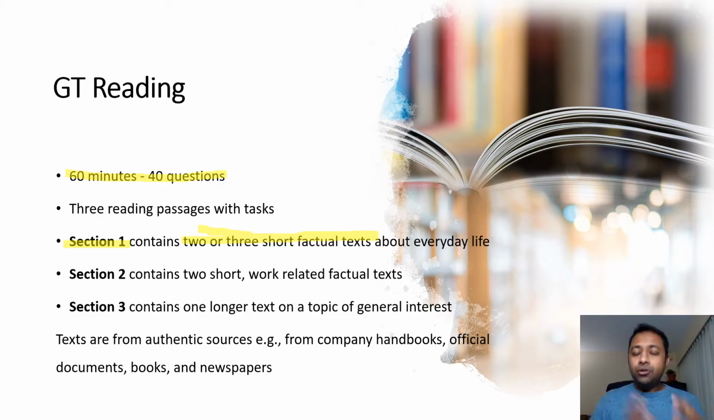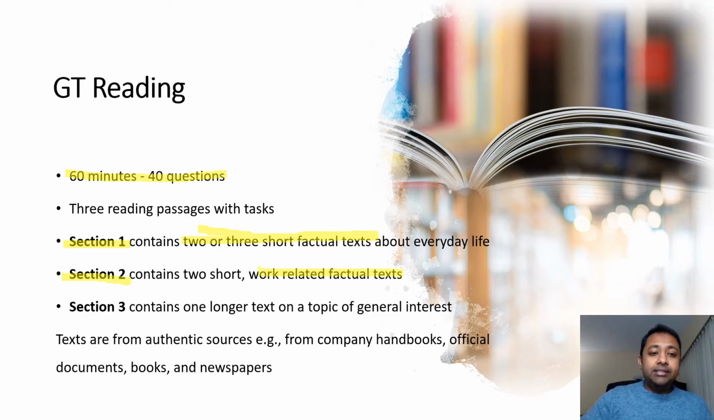You get shorter passages, and they divide the questions. So in section 1, the first task can have maybe 8 questions, and the remaining 9 or 8 questions in the other one, or 7 questions in the second one. Similarly, section 2 also sometimes contains 1 or 2 short work-related factual texts. Again, if there are 2 tasks, then the number of questions is divided. If not, then all of them are asked in that one passage.